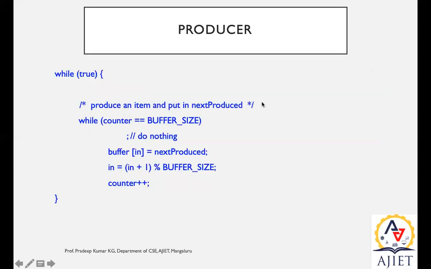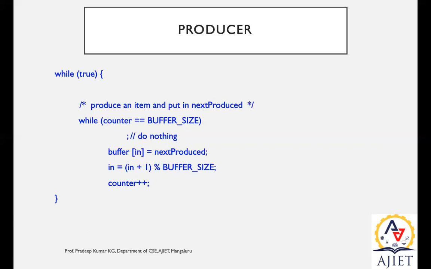So how can we implement this? Here you can see a small code snippet to implement the producer with the counter. Produce an item and put it in next produced. The loop condition is counter equal to buffer size, and it must be matched. Whenever the buffer is filled with the result by the producer, and the count is less than the buffer size, the counter must be incremented by 1, counter plus plus. This is the scenario that we described.